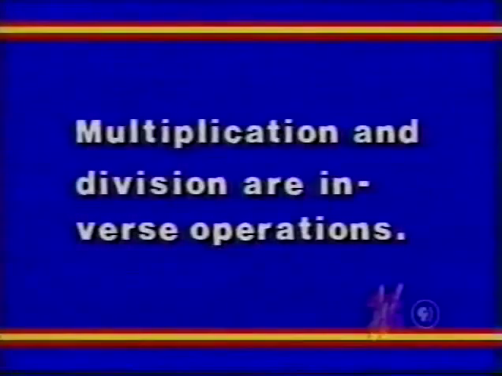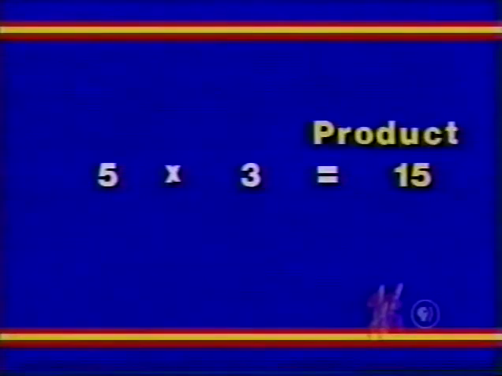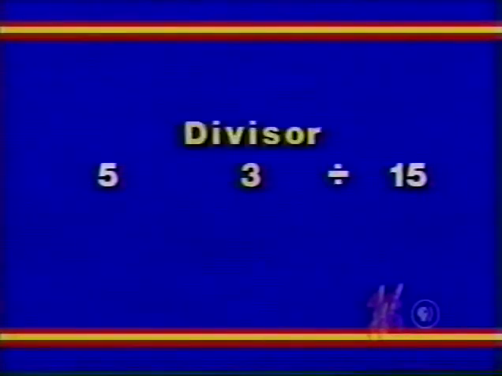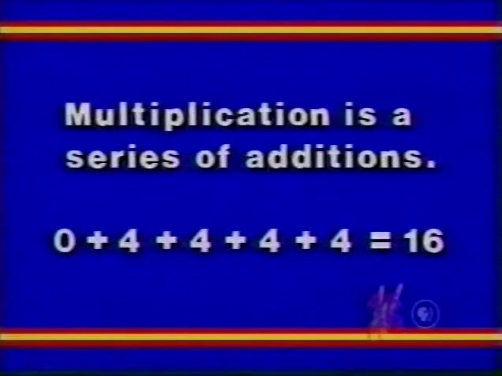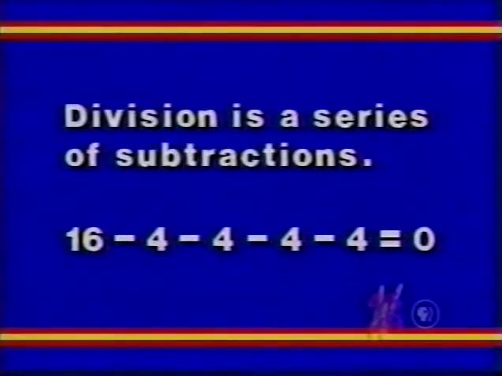Hi, Steve Wise here. Let's look again at what was on Frank's handout for class. Remember that multiplication and division are inverse operations. By filling in the proper signs, we saw that the multiplicand times the multiplier will give you the product. The dividend divided by the divisor will give you the quotient. Next, we learned that multiplication is nothing more than a series of additions. 0 plus 4 plus 4 plus 4 plus 4 equals 16. And division, a series of subtractions. 16 minus 4 minus 4 minus 4 minus 4 equals 0.